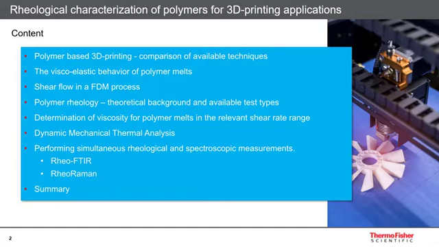With that knowledge, we can move on and discuss the determination of polymer melt viscosity in the shear rate range relevant for different processing techniques. Then we will move on to dynamic mechanical thermal analysis, or in other words, the testing of solid samples in a rotational rheometer. The last part of the presentation will be a short introduction to hyphenated or combined analytical methods. Here I will introduce the combination of rheology with either FTIR or Raman spectroscopy, and I will also show some of the applications where such setups can be useful. I will finish with a short summary of the presentation.